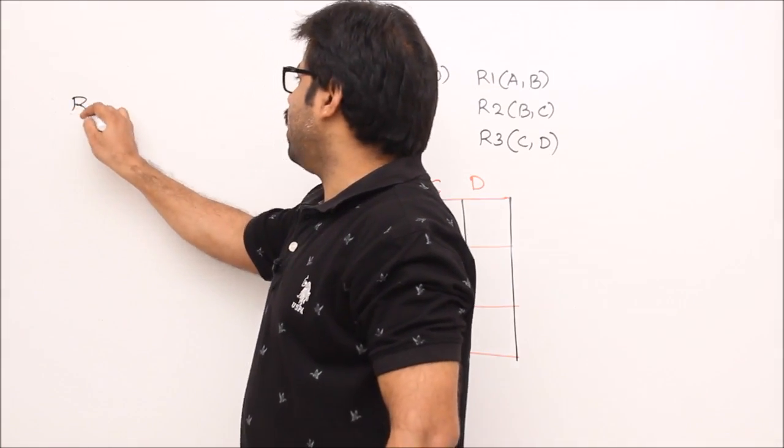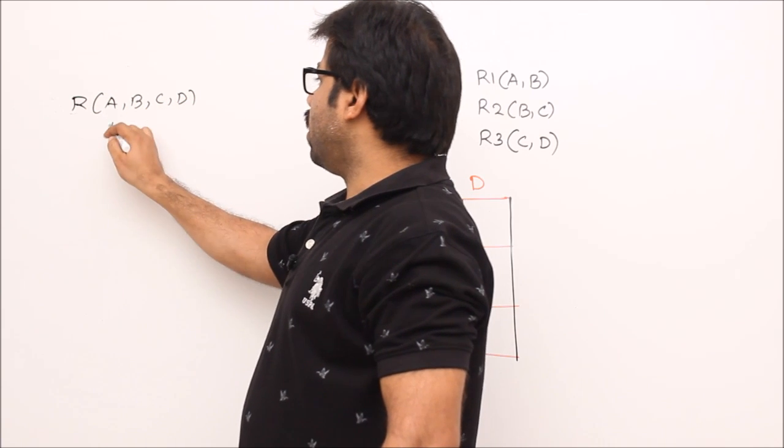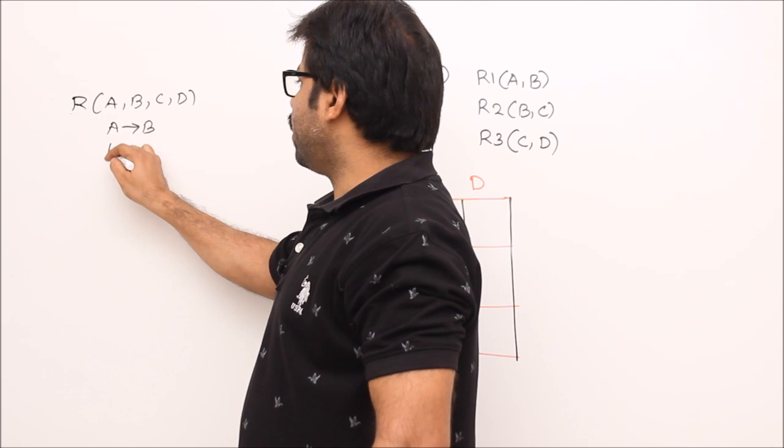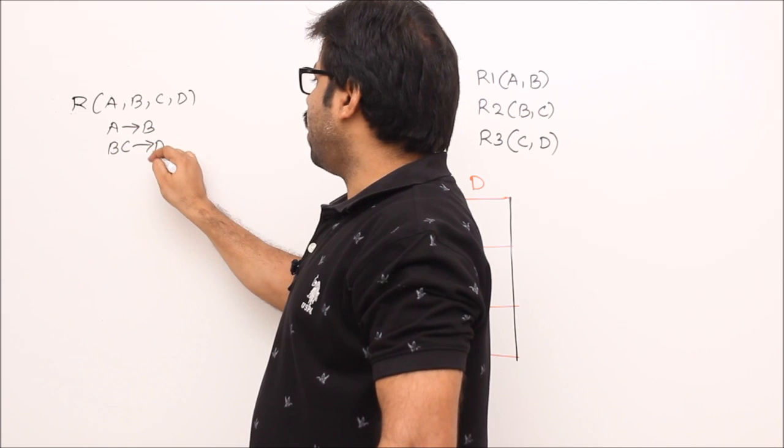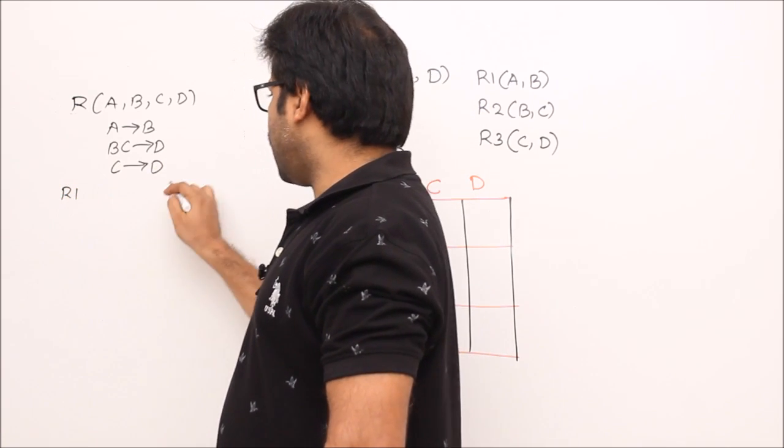Let's say R is a table with ABCD that is given, and the rules are A to B, BC to D, and C to D, something like this. Now your table is divided into 2 parts, R1, R2.